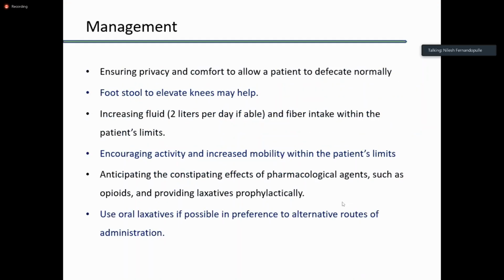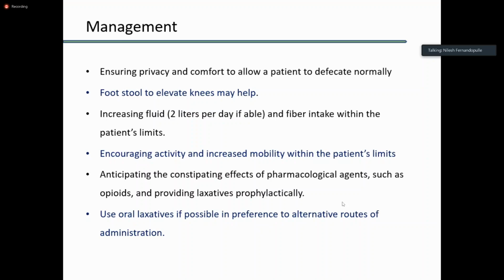Again, management. Ensure privacy and comfort to allow the patient to defecate normally. A stool to elevate the knees is actually very helpful. Some patients have what you call a defecation problem: the stools come into the rectum, but they're unable to put them out. The rectum has a lot of things which need to coordinate for the stools to go out. For those people, having a stool where they can put their feet up might help to change the angle of the rectum. So that's useful.